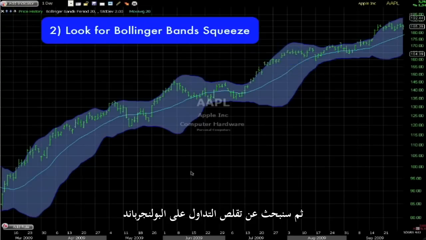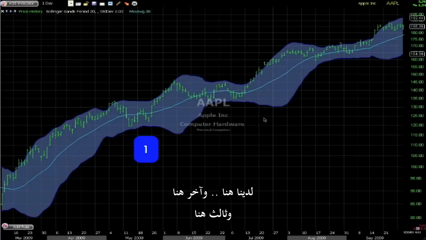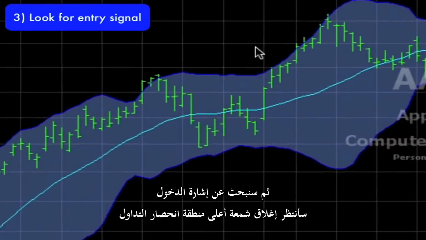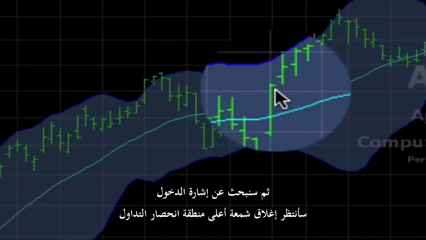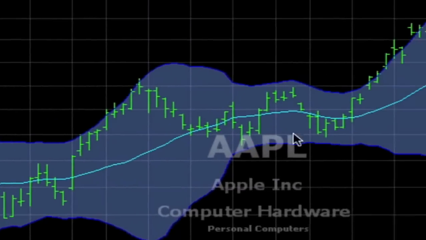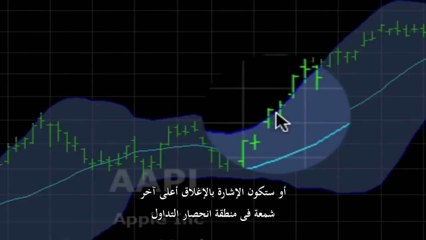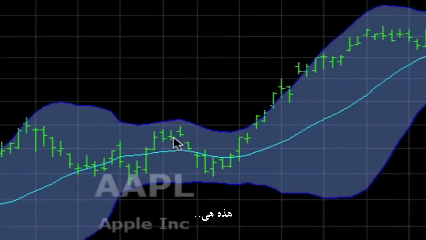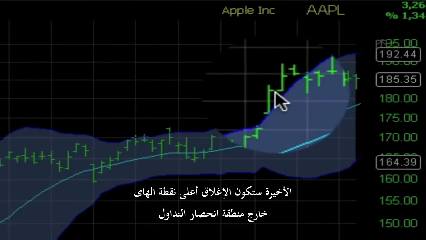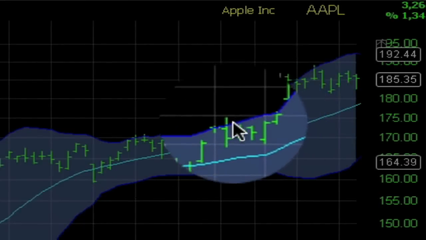Second, I'm going to look for a Bollinger Band squeeze. That's when the bands contract. We've got one here, a second one here, and a third one here. Third, I'm going to look for my signal. I'm waiting for the bar to close above the last swing pivot high inside the squeeze, this high. Over here my signal is a close above the last swing pivot high inside the squeeze, this high. The last one, I'm looking for the close above the last swing high inside the squeeze, this high.